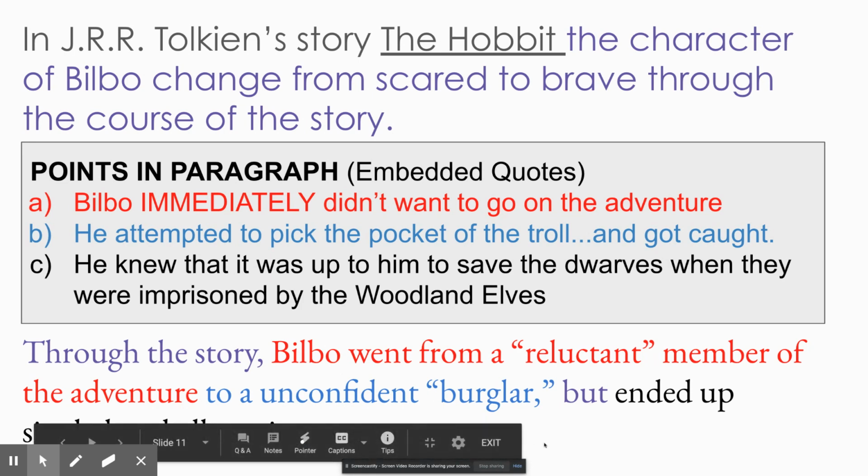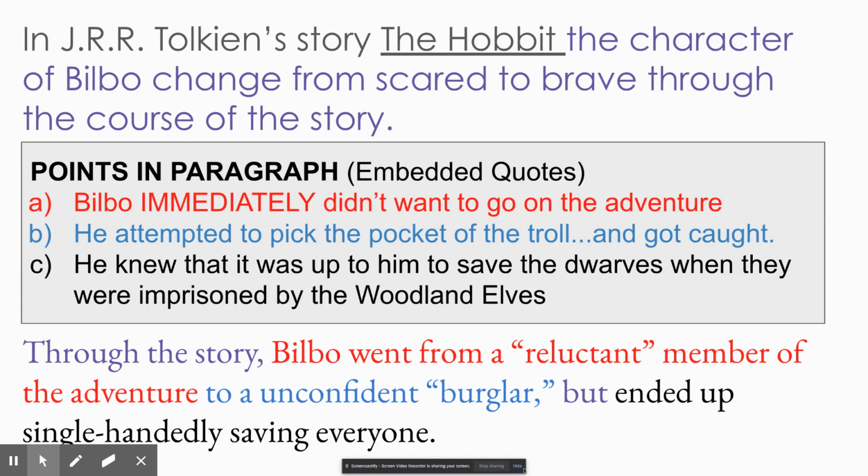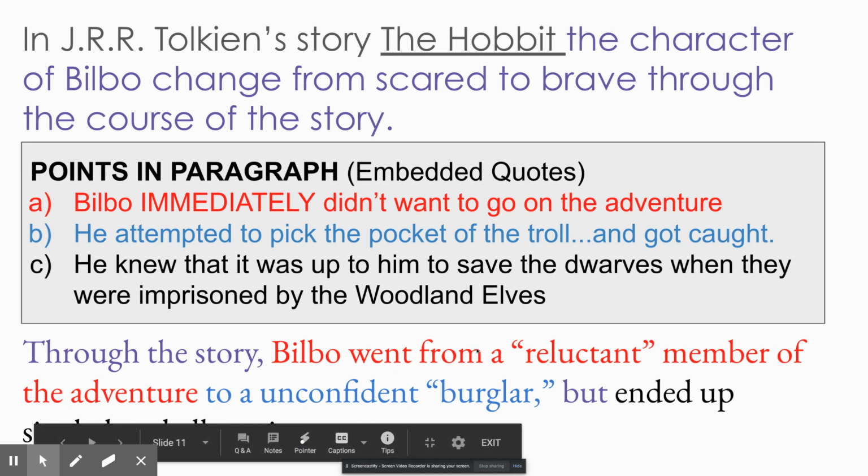This is my concluding comment. Throughout the story, Bilbo went from a reluctant member of the adventure to an unconfident burglar, but ended up single-handedly saving everyone. So this one represents this fact. This one represents this fact. And this one represents this fact.